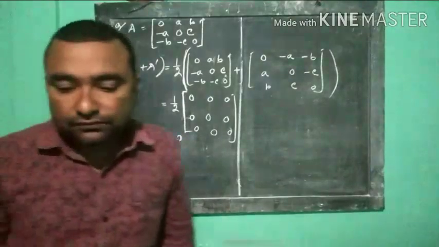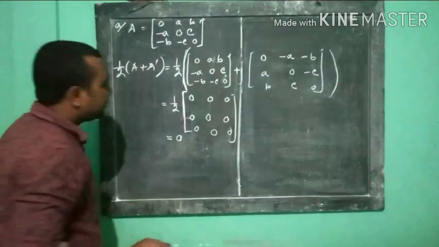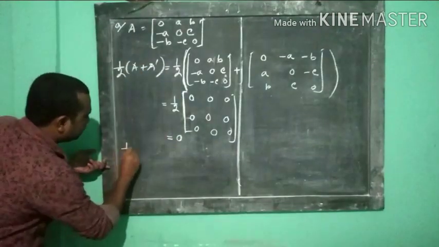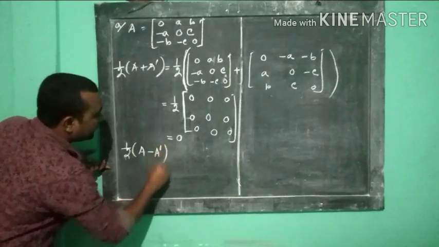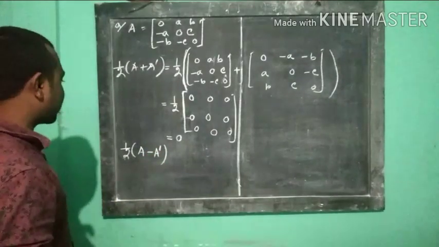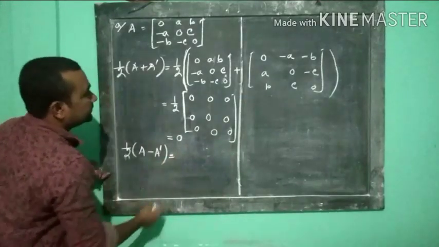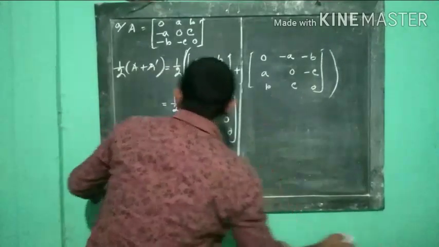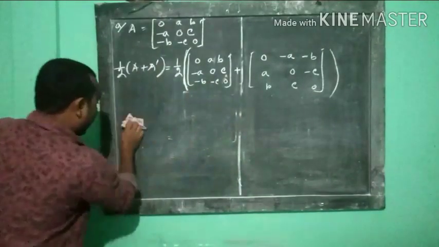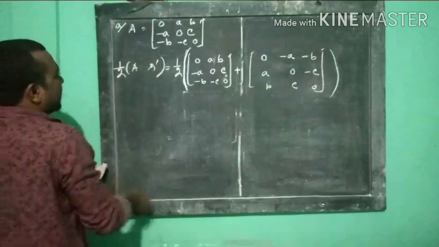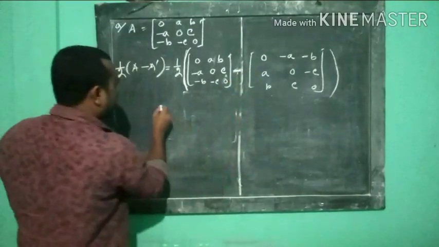Again, now we are going to find half of A minus A transpose. So half of A minus A transpose equals what? Just give here, I think it is clear. Half of A minus A transpose, half of A minus A, just give here minus. So then what do we get?